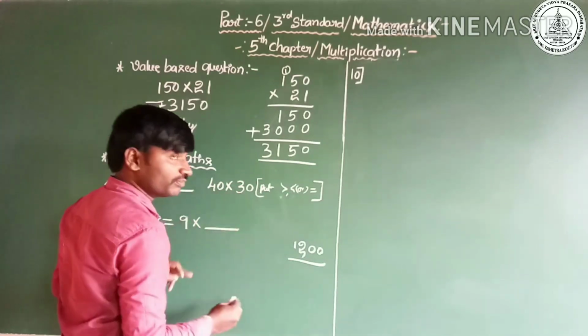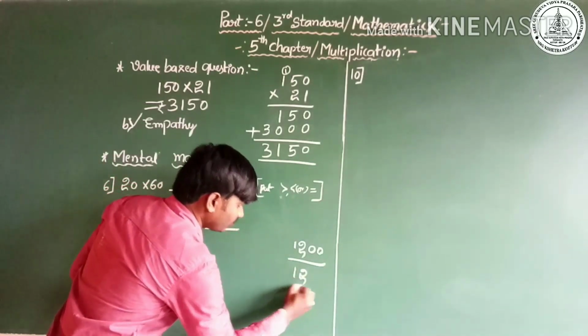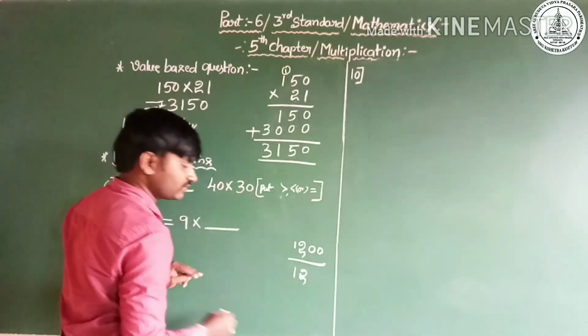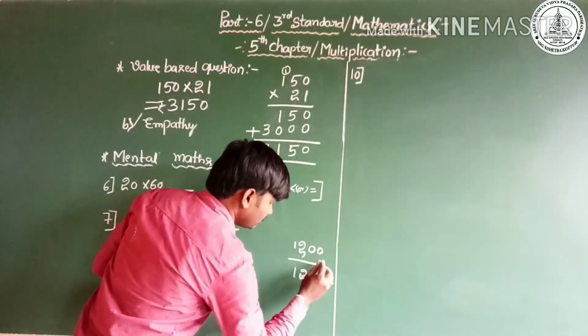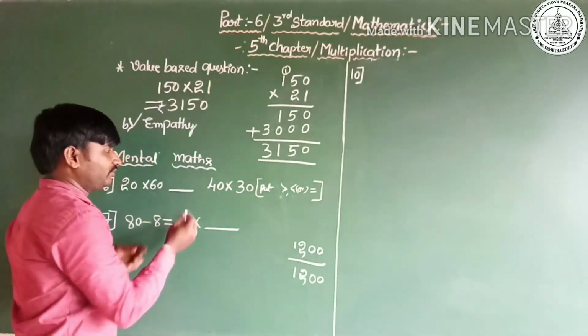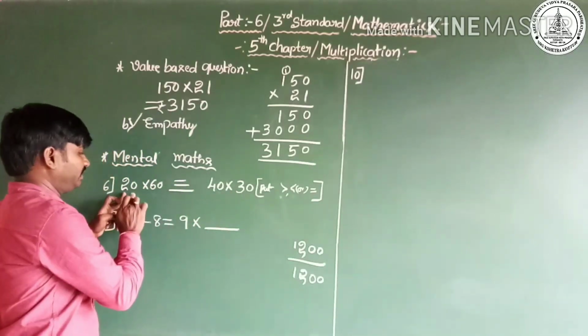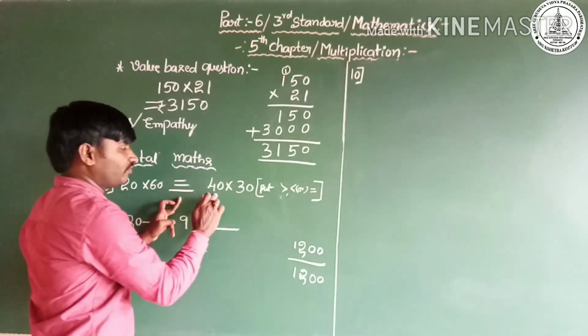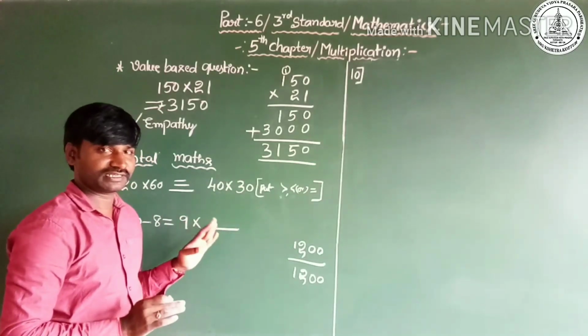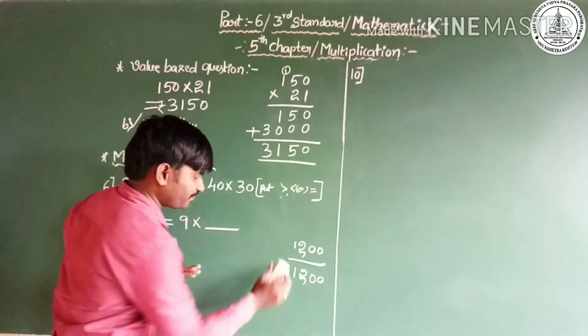The next, here 2 zeros neglect. The next 4 3s are how much, dear student? 4 3s are 12. The next here 1 0 and here also 1 0. Total 2 zeros. So which sign is coming here? Yes, it is equal to. 20 into 60 is equal to 40 into 30. Yes, dear student, clear? Yes.